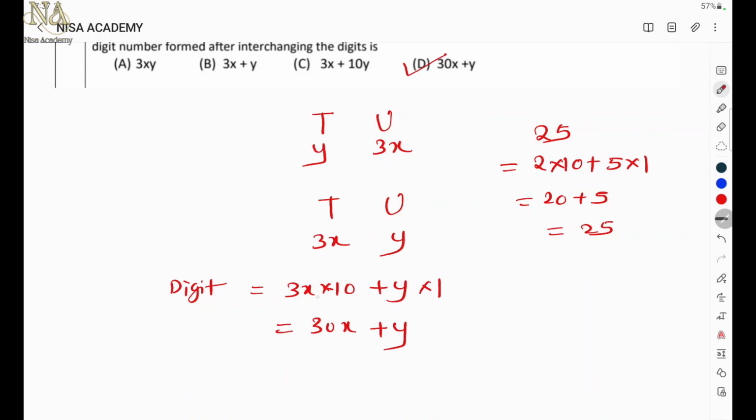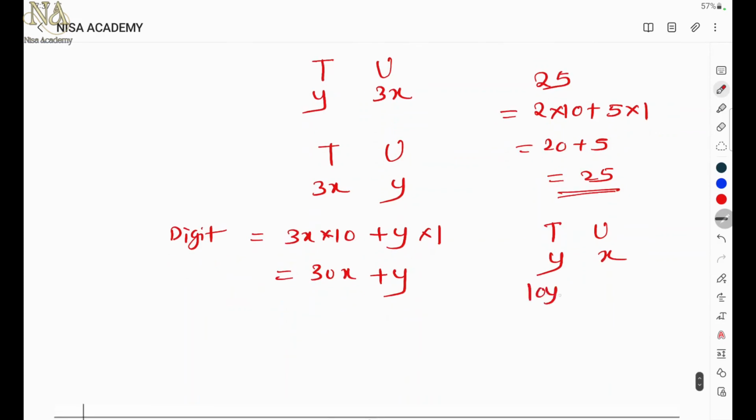Yes, so remember this form. Suppose the units place digit is x and the tens place is y. So it will be 10y plus x. Okay, this will be the form of the number. Okay, next problem.